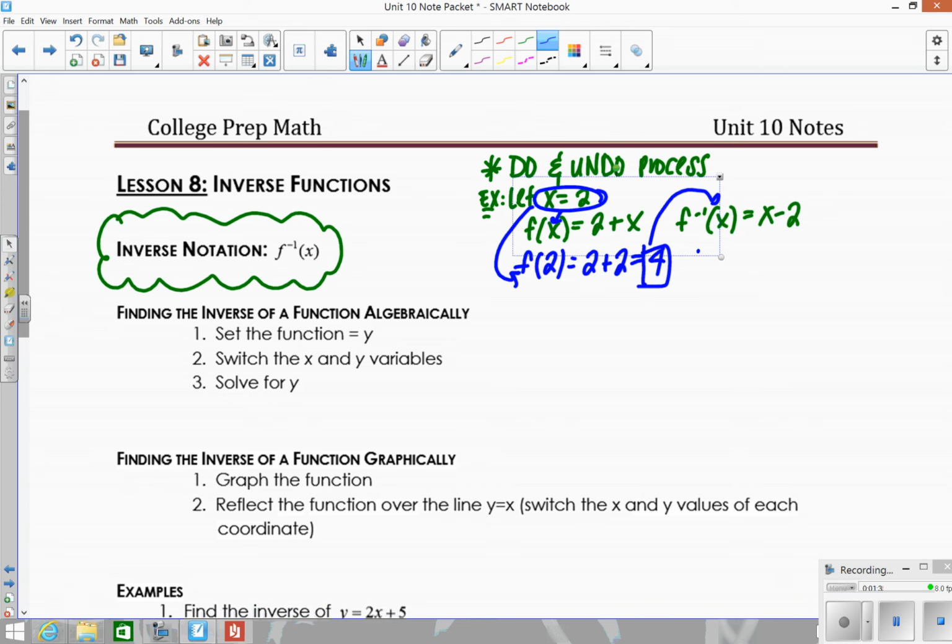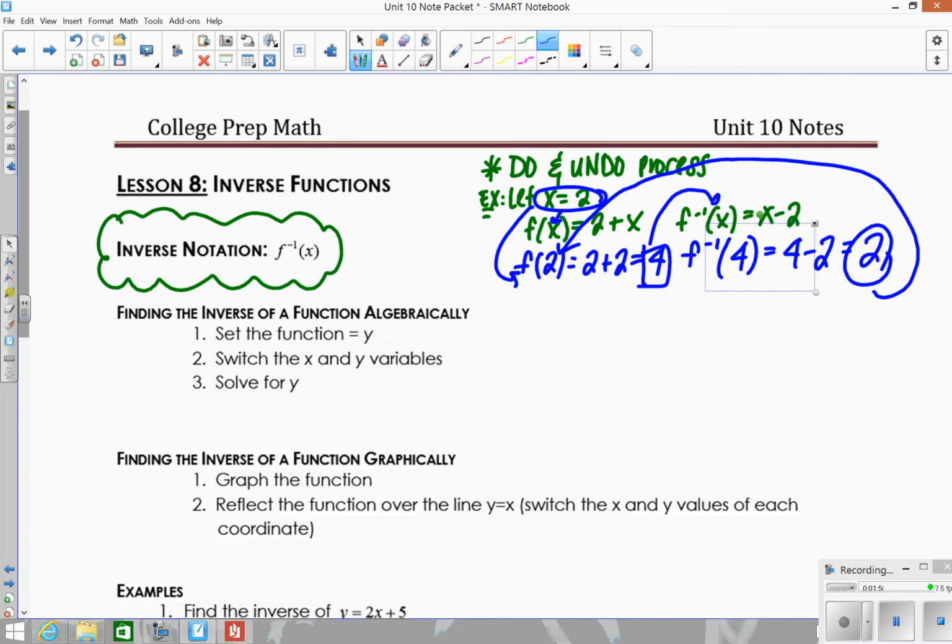So let's just take a look. If I plug in 4, 4 minus 2 gives me 2. 2 is the input of the original. So it's basically like you plug in, you get out an output, you take the output, you plug it back in, and you get out what you started with. So it's undoing that whole process. That's really what an inverse function does.